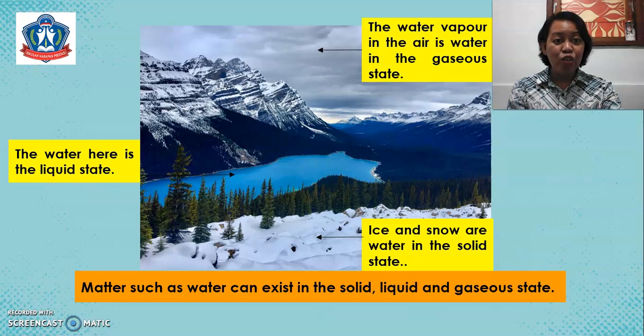I have here a picture. It says matter such as water can exist in the solid, liquid, and gaseous state. Look at the arrows. The water here is in the liquid state. The water vapor in the air is water in the gaseous state. And ice and snow are water in the solid state.